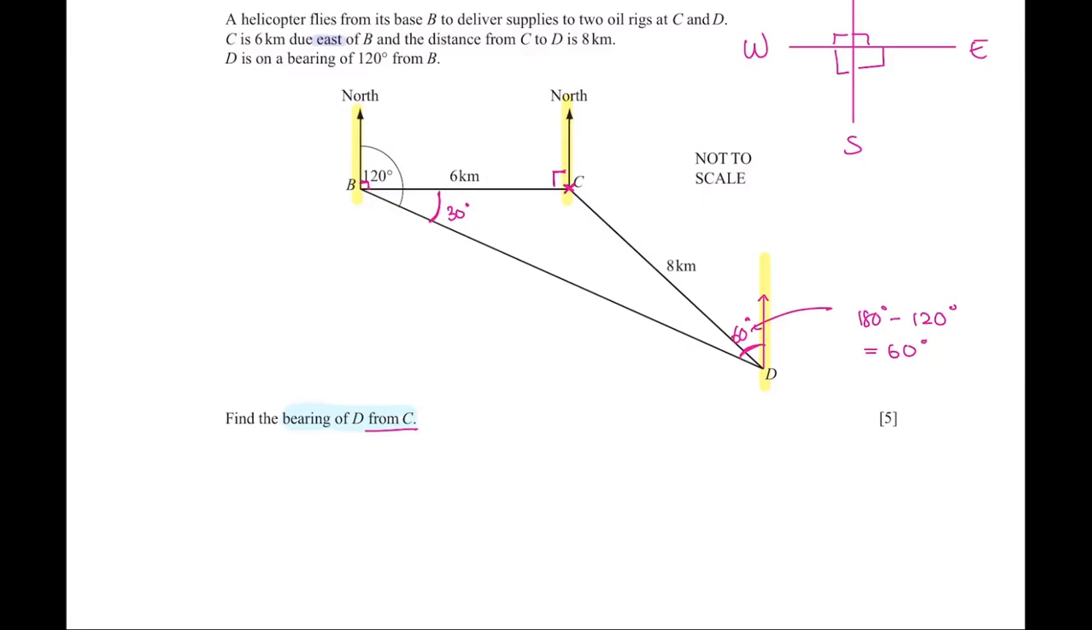Well, the angle that we're looking for is this. My game plan is to find this one here and take 180 minus this, because these two lines are parallel, so this and this add up to 180. First I need to find out what this is. In order to find out what this is, I need to find out what this is. So I'm going to use my sine rule.